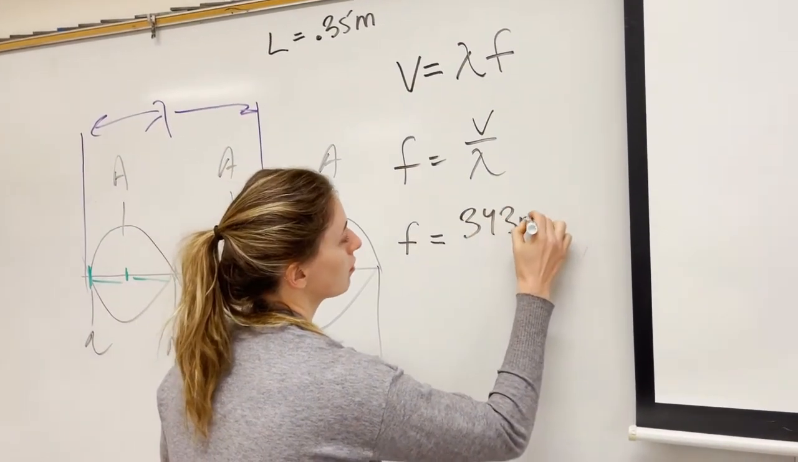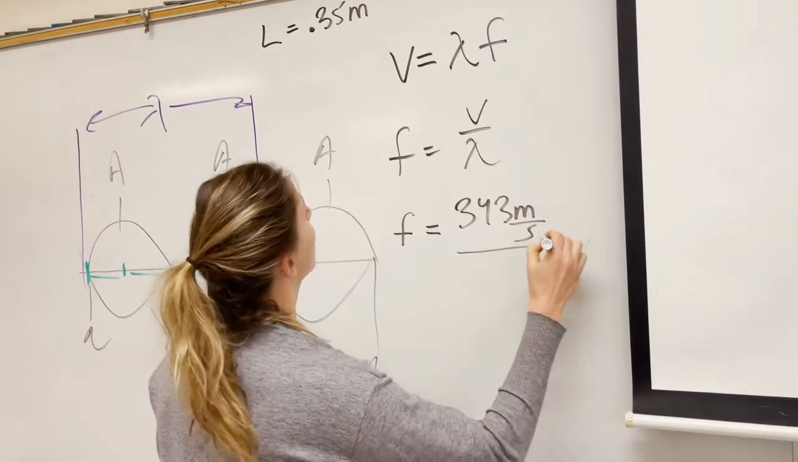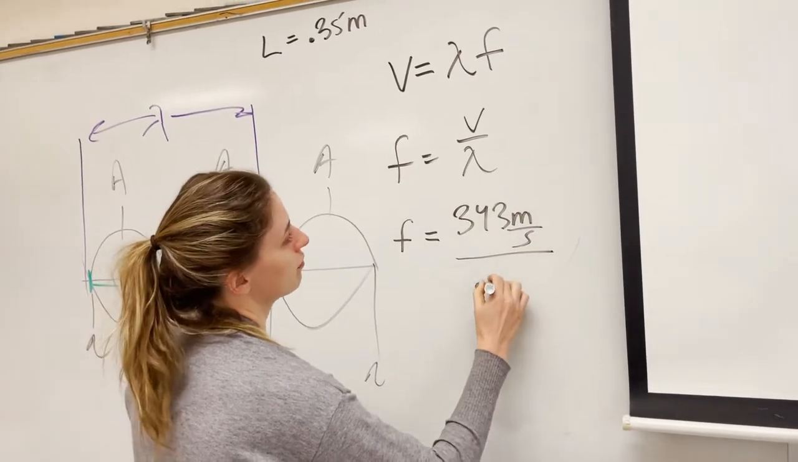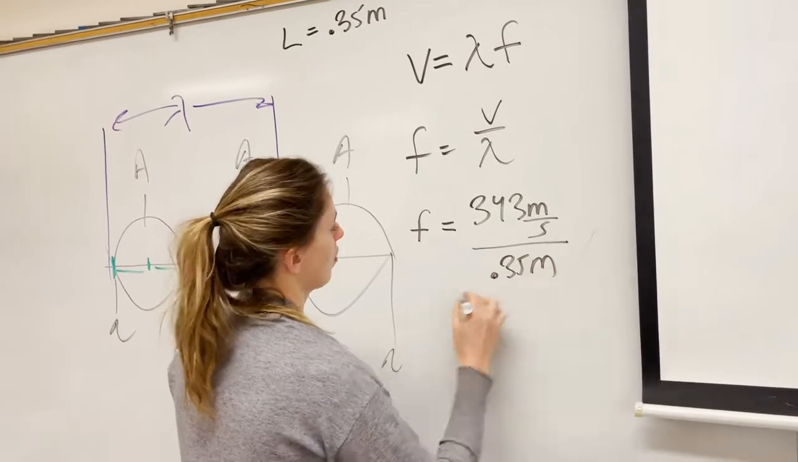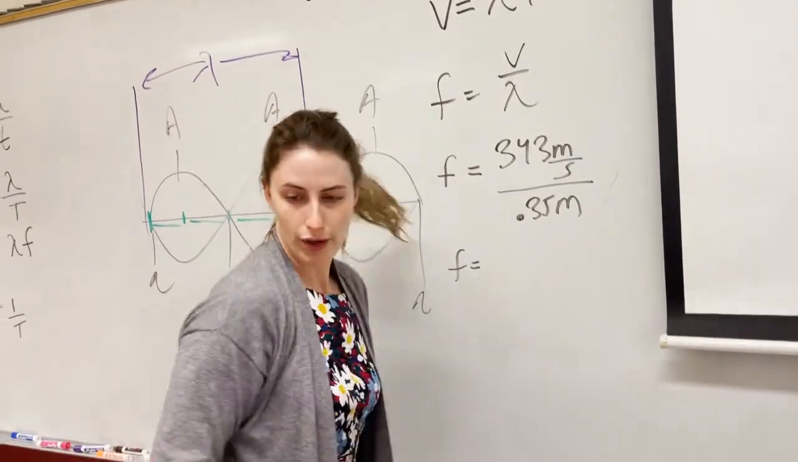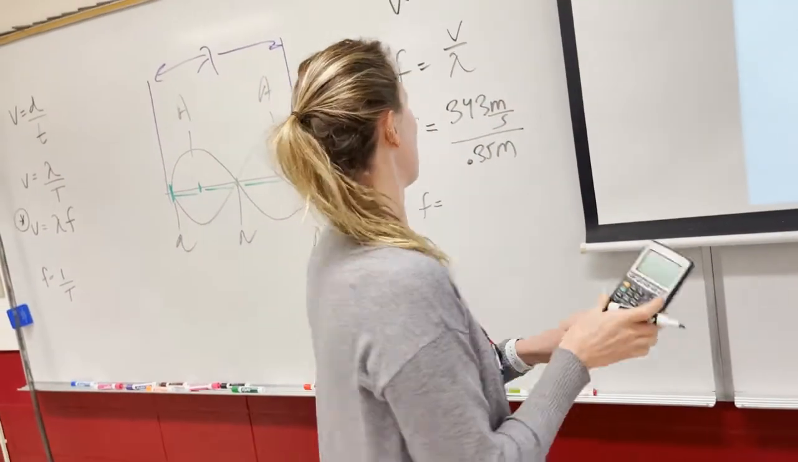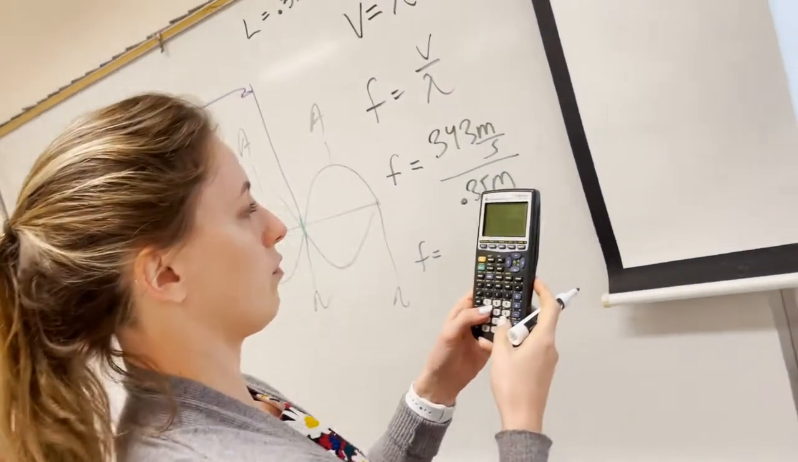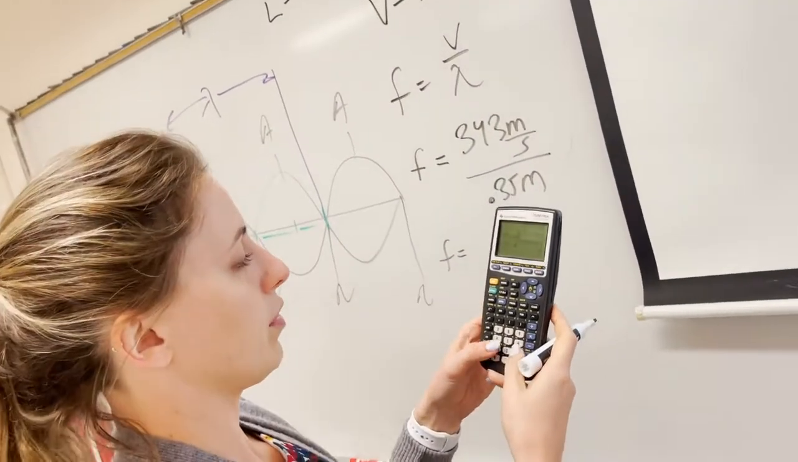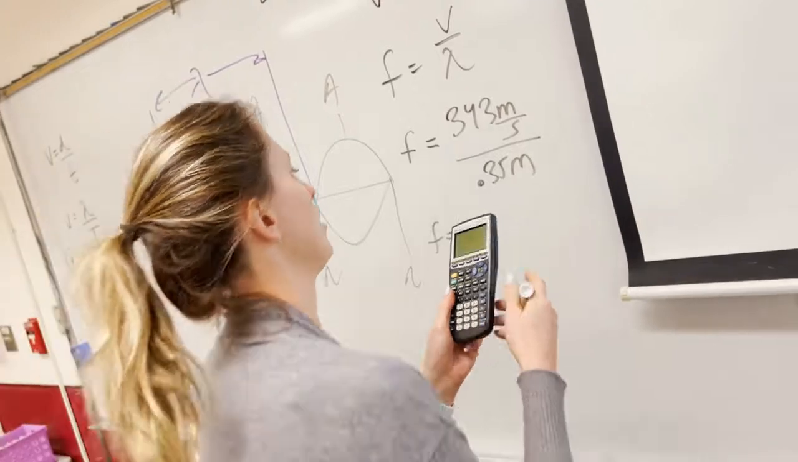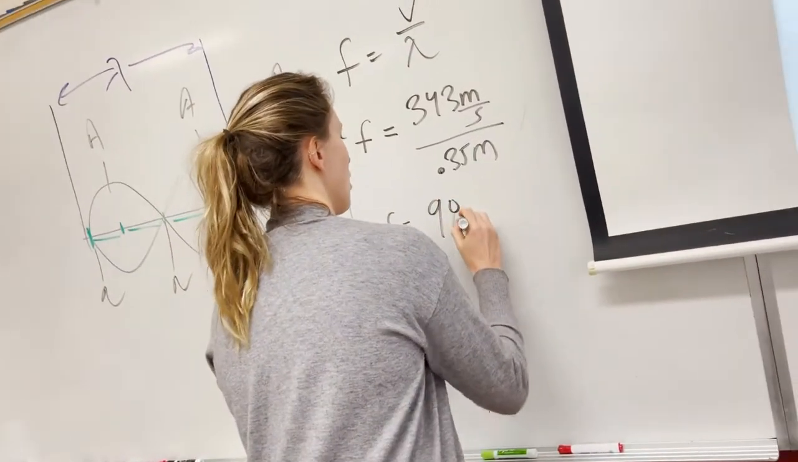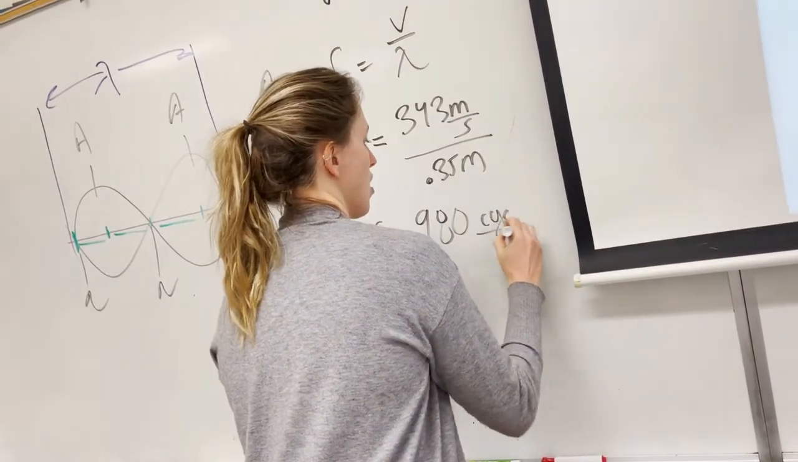So I should just be able to do the velocity, which we said is 343 meters per second, divided by the wavelength, which is going to be 0.35, right? Okay, so 343 divided by 0.35, and I get 980 hertz. Cycles per second.